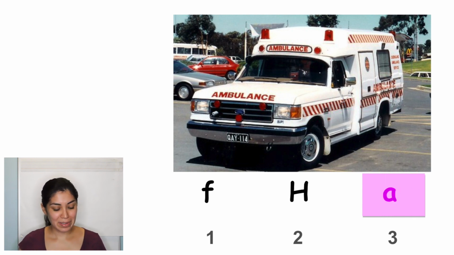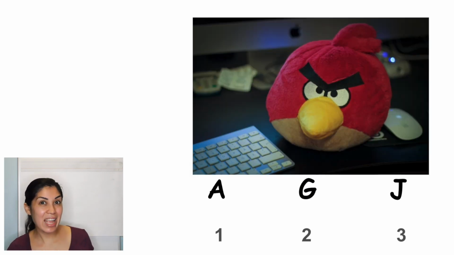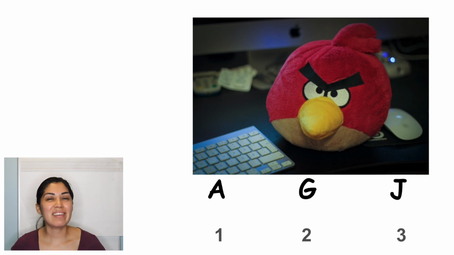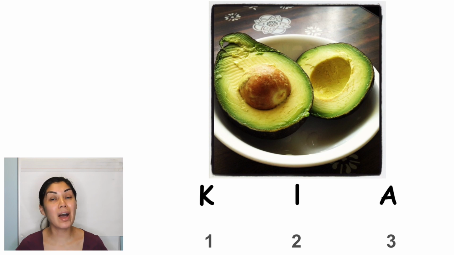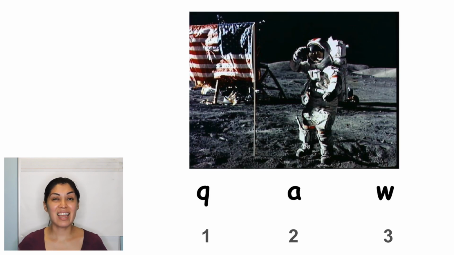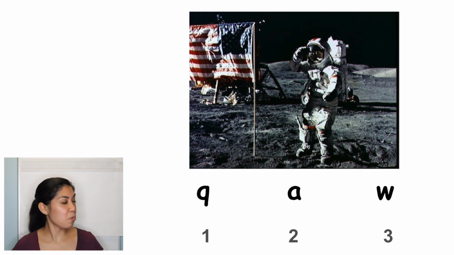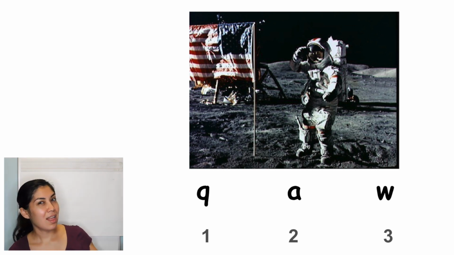Terrific job. Okay, let's keep going. Now our next picture, I know a lot of you know what this is, an angry bird. Angry bird. So think, which one is the letter A? Point to it. Okay, awesome. We have just a few more pictures. Our next picture is of an avocado. Avocado. So think, which one is the letter A? Point to it. Okay. Our last picture is of an astronaut. Astronaut. So think, which one is the letter A? Point to it.